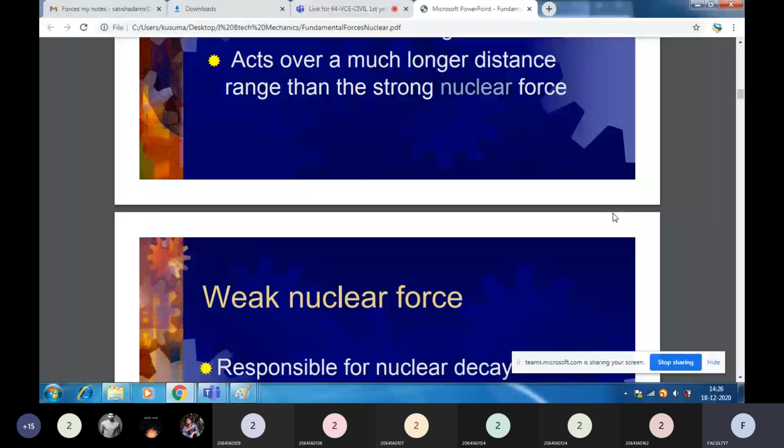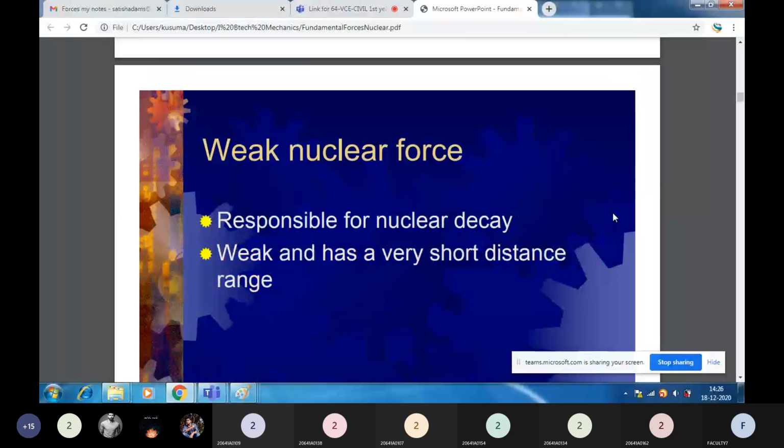Now the next thing is the weak nuclear force. We are not going to see much about this particular weak nuclear force. It is almost negligible regarding the previous two forces. Regarding nuclear decay, we have this weak nuclear force. As we mentioned, it is weak when compared with the first two, and here the distances will again be very short range.